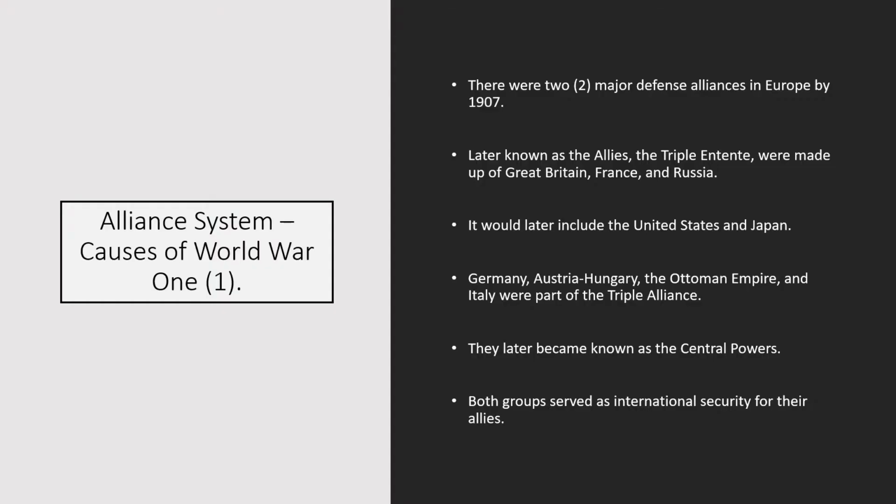So our last cause for World War I is the alliance system. There were two major defense alliances in Europe by 1907. Later known as the Allies, the Triple Entente was made up of Great Britain, France, and Russia, and some others as well. It would later include the United States and Japan. Germany, Austria-Hungary, the Ottoman Empire, and Italy were part of the Triple Alliance. They would become known as the Central Powers because they were typically located in the central part of Europe. Both groups served as international security for their allies, so they sought to defend their allies and their interests around the world.